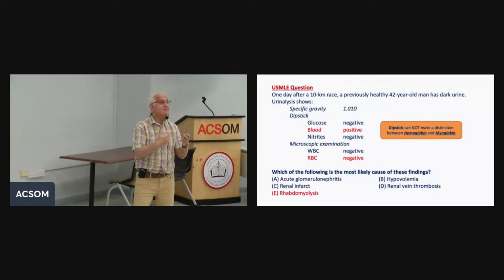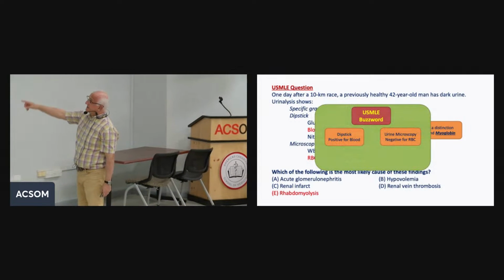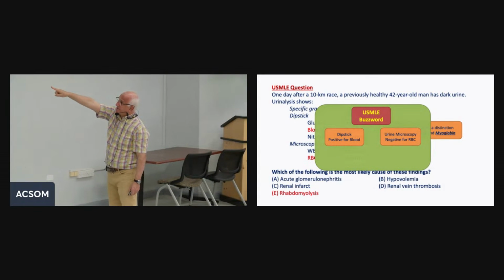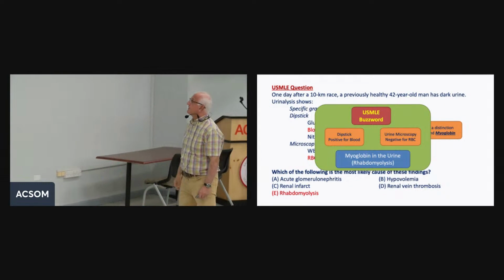Rhabdomyolysis, when you see a discrepancy between dipstick and microscopic examination in terms of RBCs. USMLE buzzword: dipstick positive for blood, urine microscopy negative for RBC. Classic rhabdomyolysis. Myoglobin in the urine.